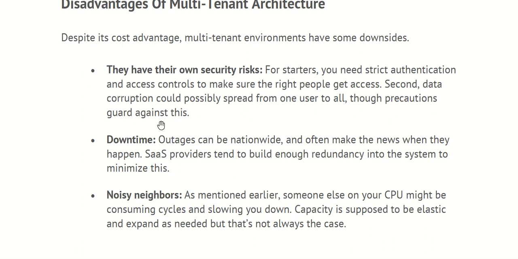Second, data corruption could possibly spread from one user to all, though precautions guard against this. Sometimes it is possible that you may accidentally end up updating some data which is meant for one client, but you accidentally updated it for another client. For example, this is possible when you are going with the multi-tenancy model of one database and one application instance, where the single database is storing all your application data. Yes, this could happen in that scenario.